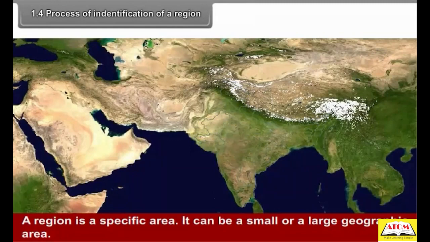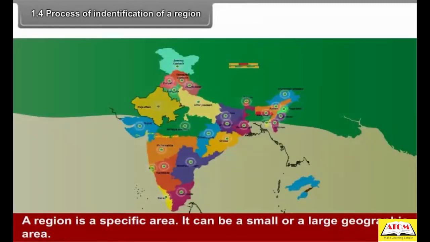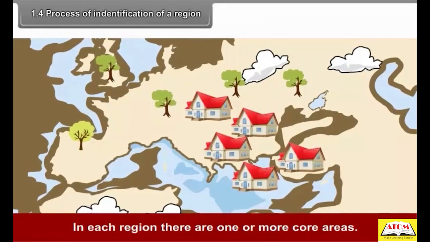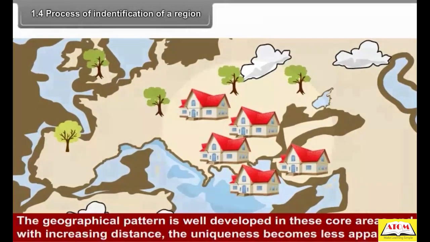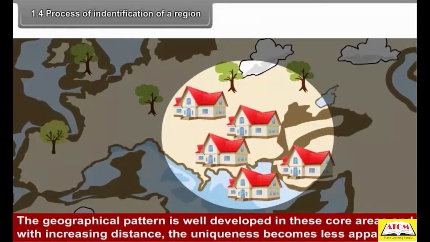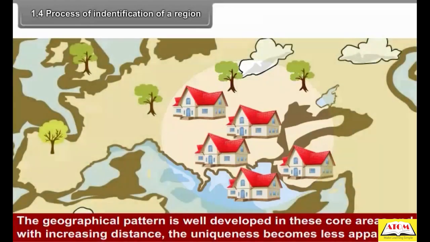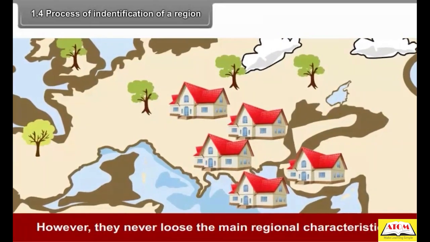A region is a specific area. It can be a small or a large geographic area. In each region, there are one or more core areas. The geographical pattern is well developed in these core areas, and with increasing distance, the uniqueness becomes less apparent. However, they never lose the main regional characteristics.